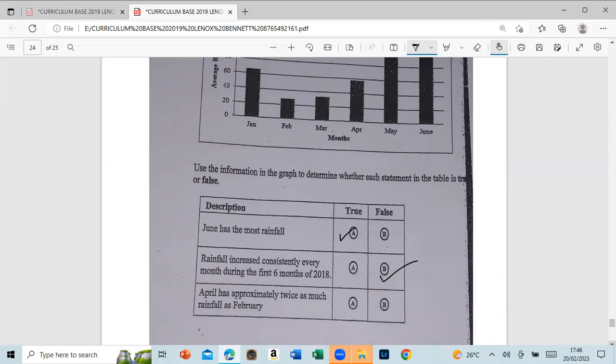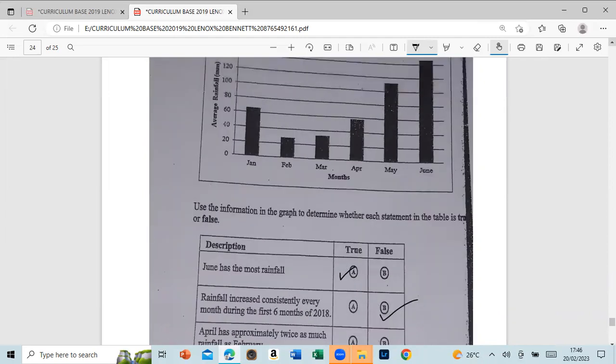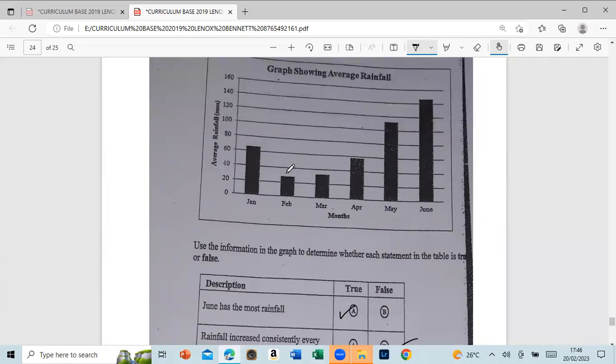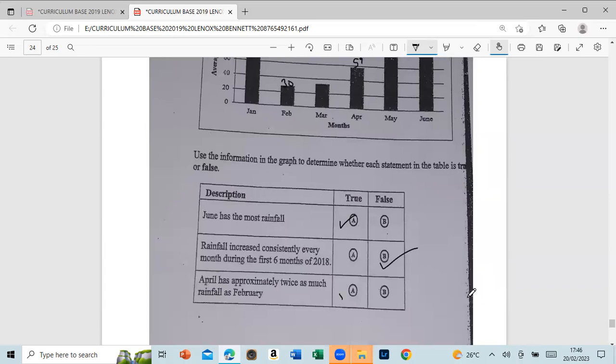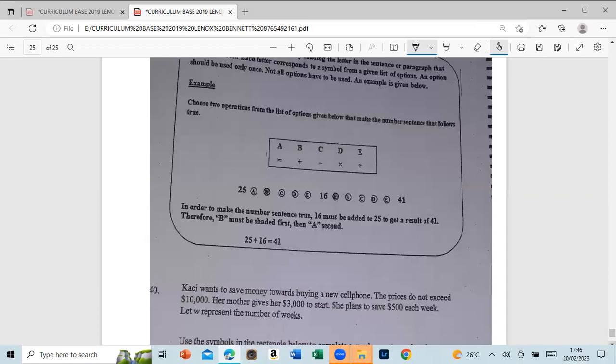April has approximately twice as much rainfall as February. So we can say about 30 for February, and April is about 59. So we could say, yeah, that is true. Could be off by a little bit, but on the observation that will be correct.